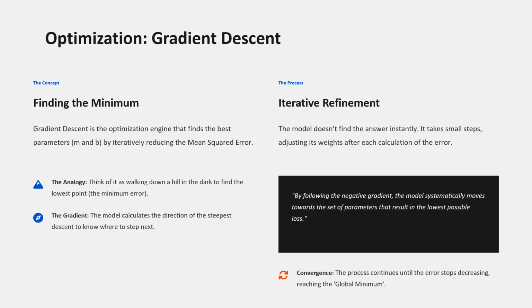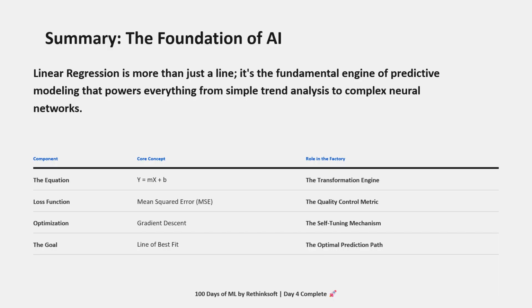So these are the three things which are very important to building these predictive models. Today we really built a foundation for understanding how AI makes predictions. Linear regression isn't just a simple line, it's a powerful concept that underpins so much of what we do in machine learning. We saw how the equation y equals mx plus b transforms our data, how MSE acts as a quality check, and how gradient descent is the engine that fine-tunes everything. So our ultimate goal is always to find that optimal prediction path, that line which fits the best.